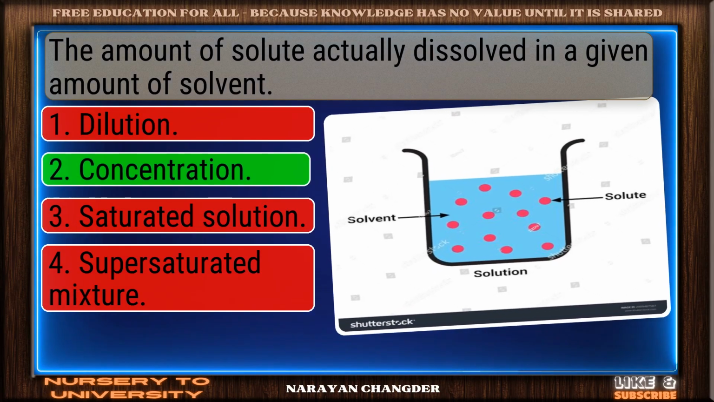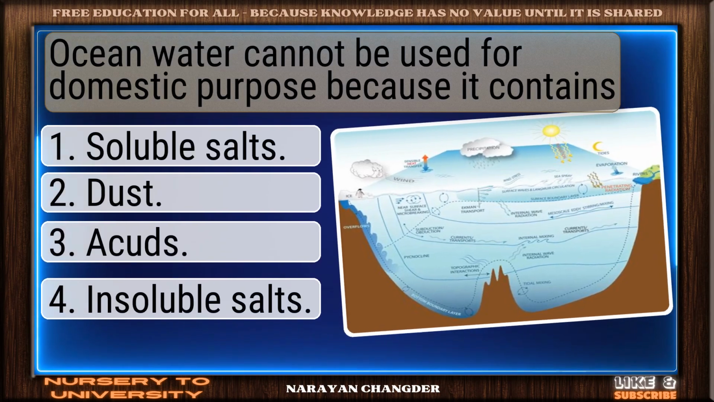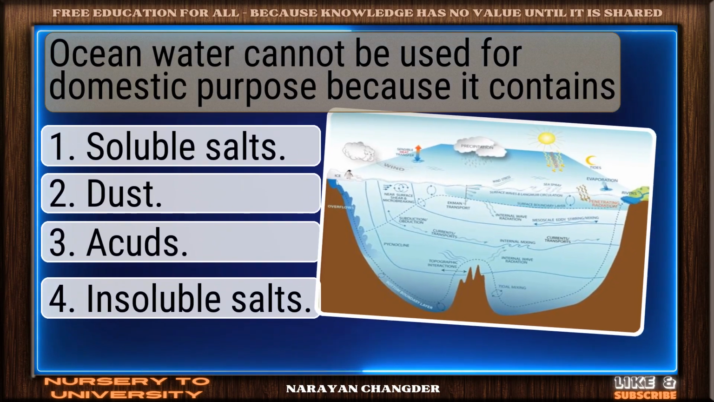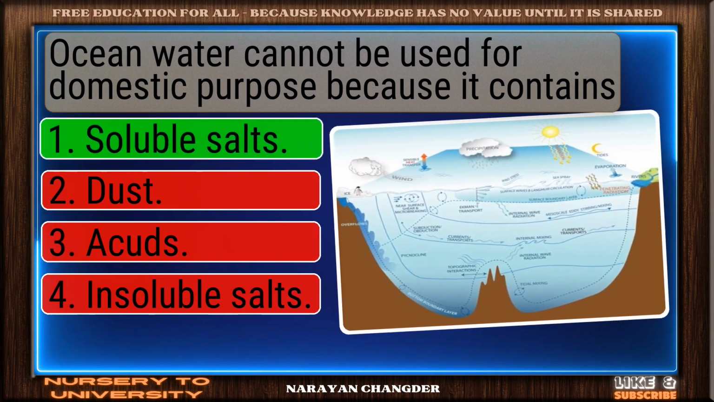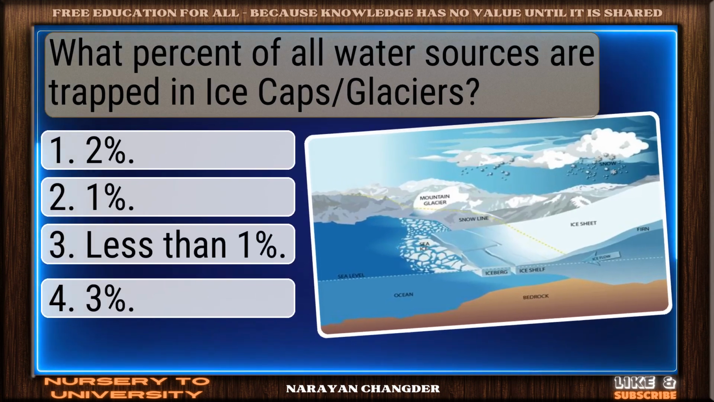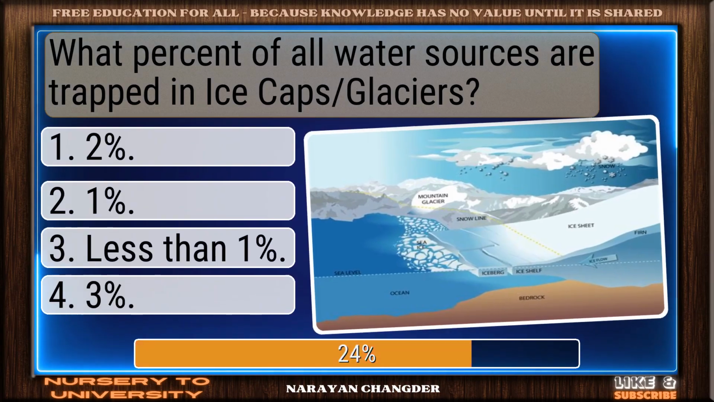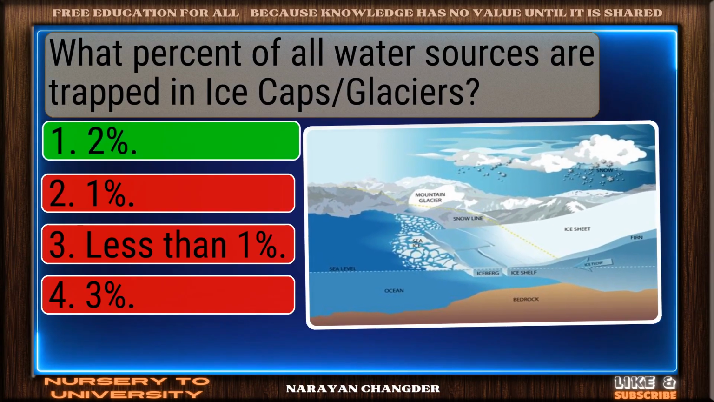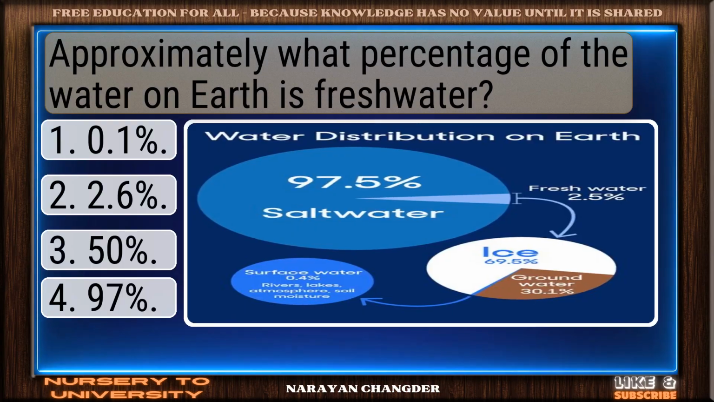On track. Concentration is the correct answer. Ocean water cannot be used for domestic purpose because it contains. Right choice. Soluble salts is the best answer. What % of all water sources are trapped in ice caps, glaciers? Strong choice. 2% is the right answer.